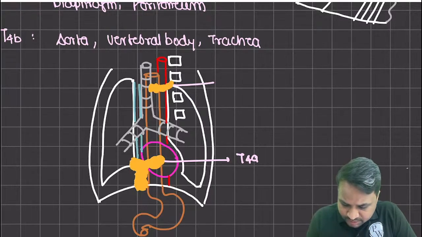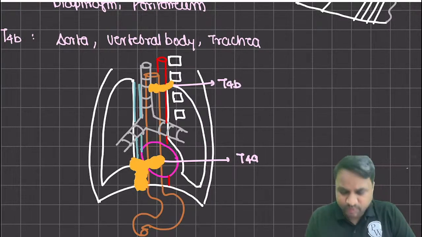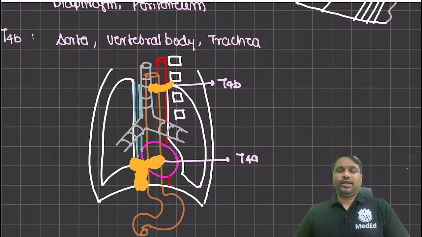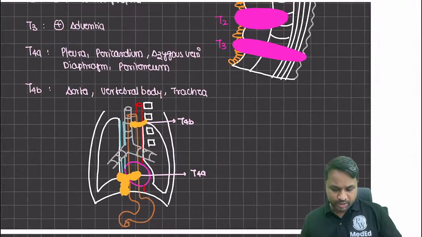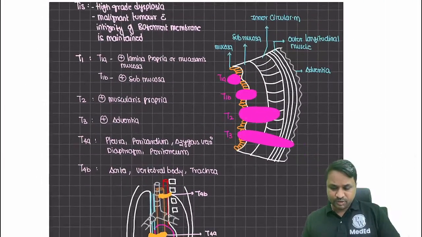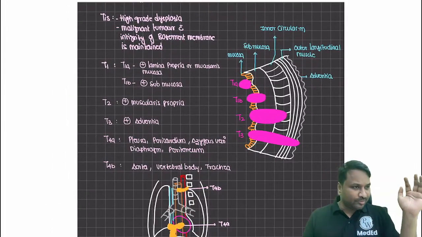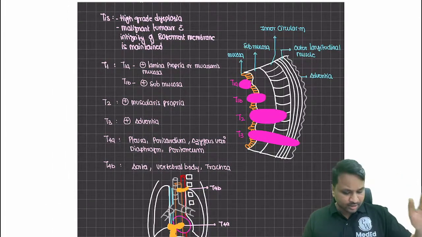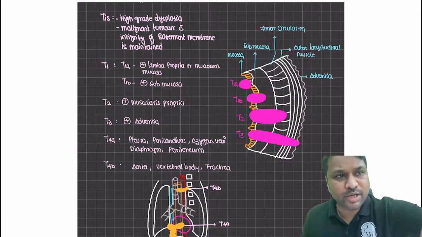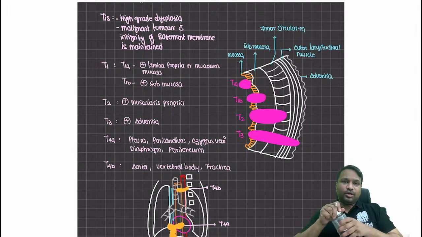So the easiest way to remember, this is your T4A, and this happens to be T4B. Trachea, aorta, vertebral body in the same sequence. Now again, rather than trying to memorize it or mug it up, this is the best way that you can understand and remember your T staging.